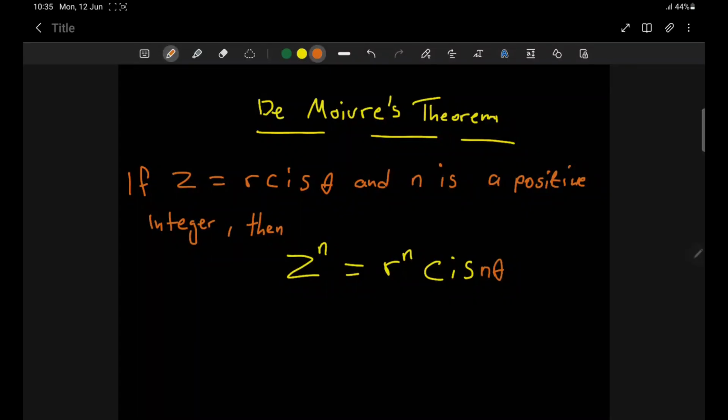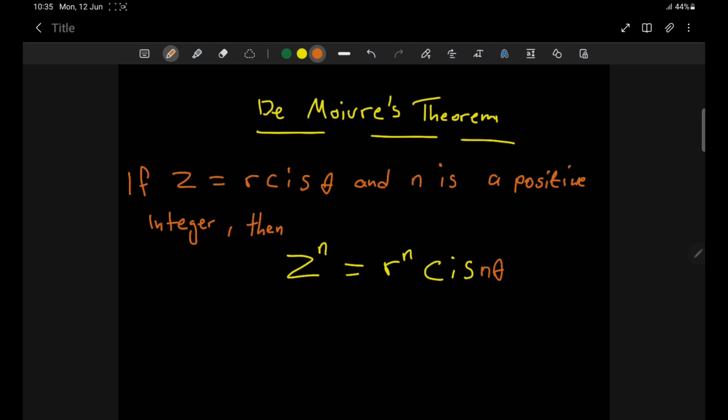Class, in today's video we'll be looking at De Moivre's theorem in complex numbers. So we have that if z is equal to r cis theta, which is the short form of a complex number in polar form, and n is a positive integer, then z raised to n will be equal to r raised to n cis n multiplied by theta. So this is De Moivre's theorem, which we'll be applying in our activities today.